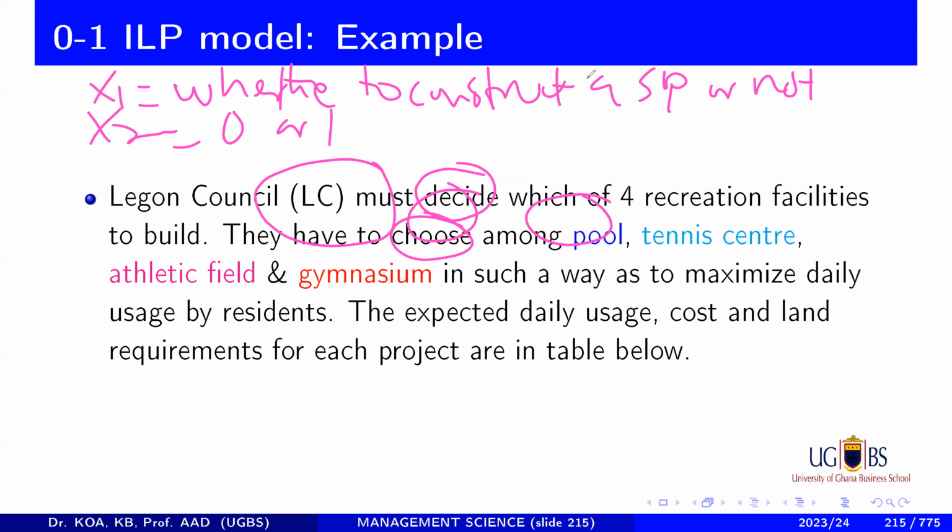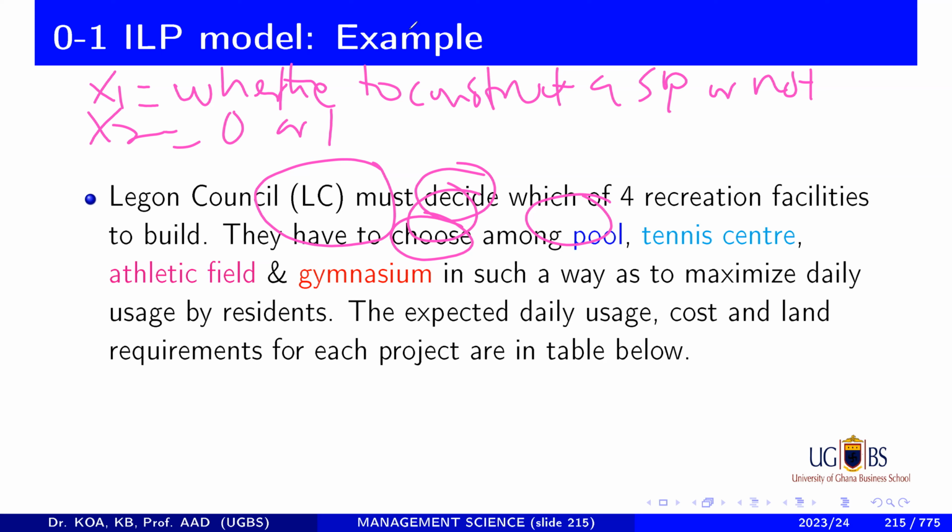Okay, next. You got to write your objective function. So first of all, let's decide, are we maximizing or are we minimizing? And whichever one it is, what are we maximizing or minimizing? Chidi: So we're maximizing daily usage by the residents. Good. What is that? Usage of the facilities that they are choosing to build.